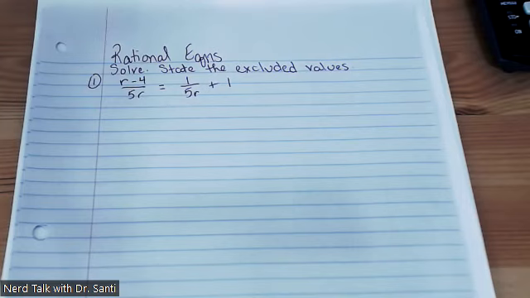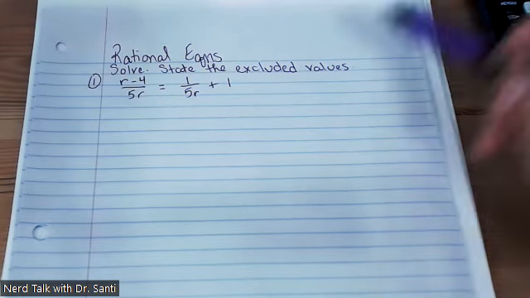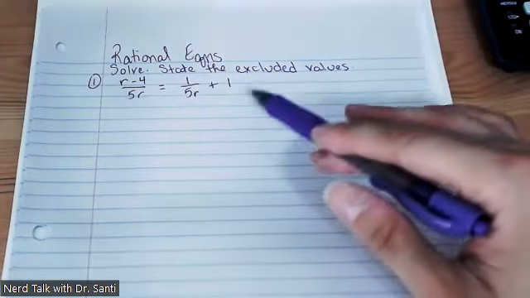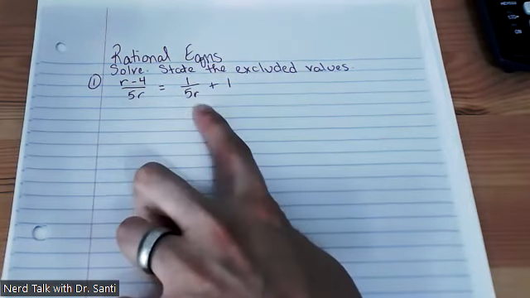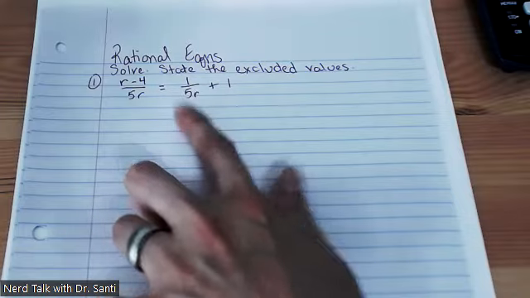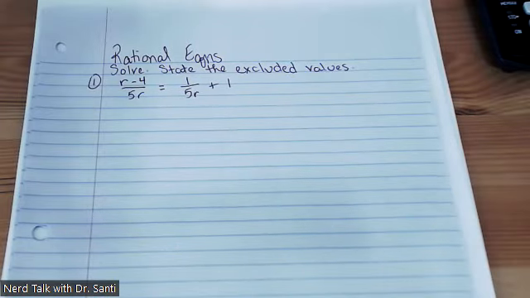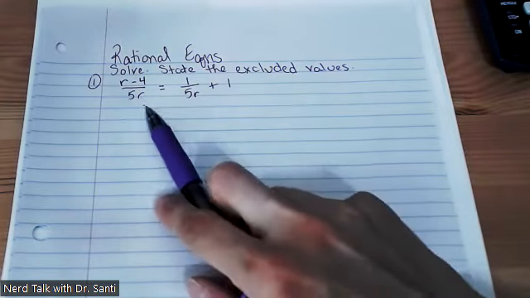Problem number 1, we have (r minus 4) over 5r is equal to 1 over 5r plus 1. The very first thing we're going to consider is we need to make sure that we are deciding what those excluded values are, right? We're going to focus on factoring. In this case, we don't have any polynomials that we actually need to factor. 5r is a 5r. We're not going to actually factor that. So then we consider what the excluded values are.